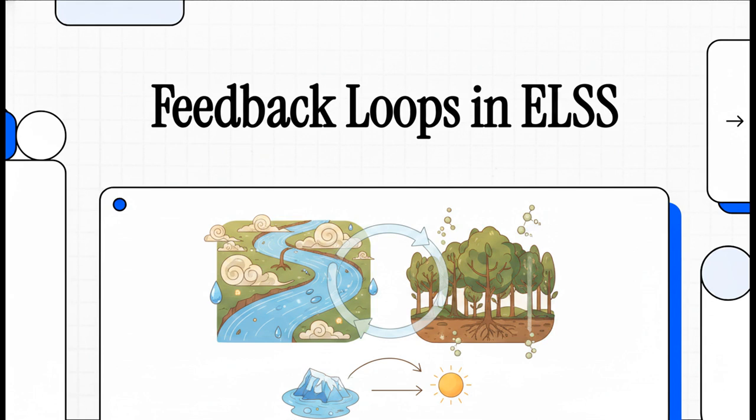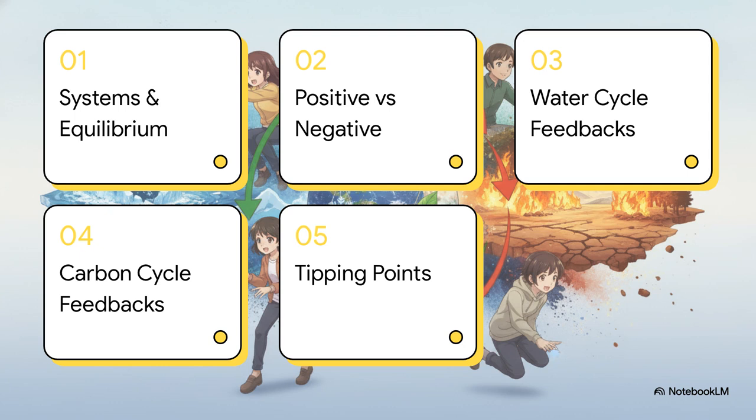Let's dive right in. Okay, so here's our roadmap for today. We'll start with systems and dynamic equilibrium. Then, positive versus negative feedback. From there, water cycle feedback loops, followed by carbon cycle feedback loops. And finally, we'll wrap up with tipping points and thresholds.